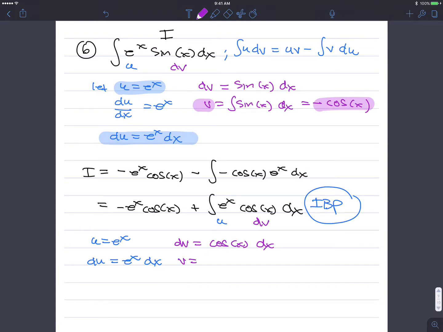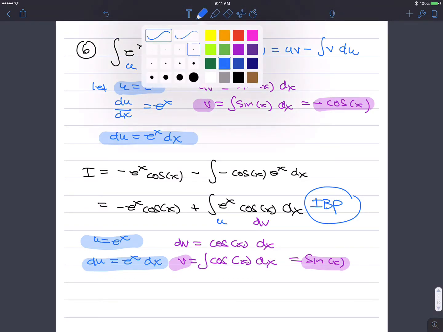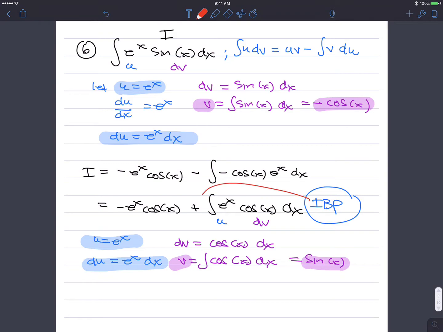Let's be careful. The antiderivative of cosine dx. Now the derivative of sine is cosine, so the antiderivative here is sine. Let's make sure we have what we need. V is sine, u is e to the x, and du is e to the x dx. So for this particular integral we're looking at here, let's put it in red, trying to integrate this.